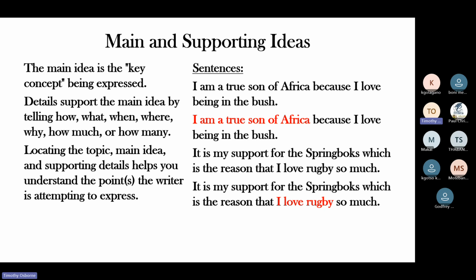I apologize, my animations have gone mad again, so everything's flinging itself up onto the slides in one foul swoop. So stand by with me as we read through it slowly. Okay, now, the main idea, as you can see there, is the key concept being expressed. That's one way of saying it, but I would say it's pretty self-explanatory.